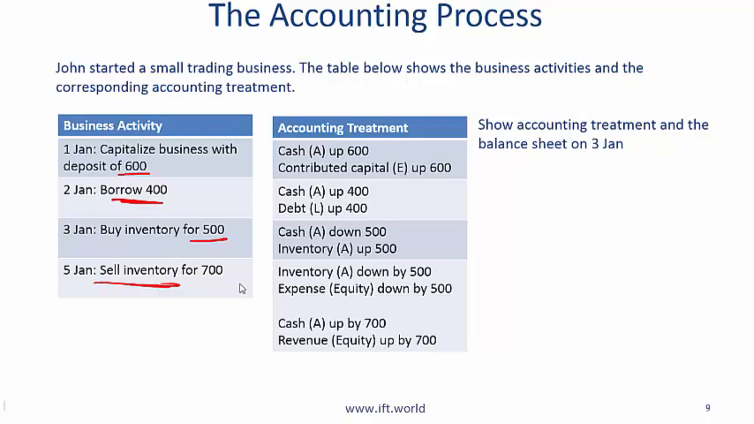And then this is the slightly tricky one, sell inventory for 700. So inventory goes down, and expense, which is an equity account, also goes down. So your balance sheet remains balanced. And then at the same time, we receive cash 700, so that goes up, and revenue goes up by 700. The net impact of the revenue item and the expense item is that we are up by 200.